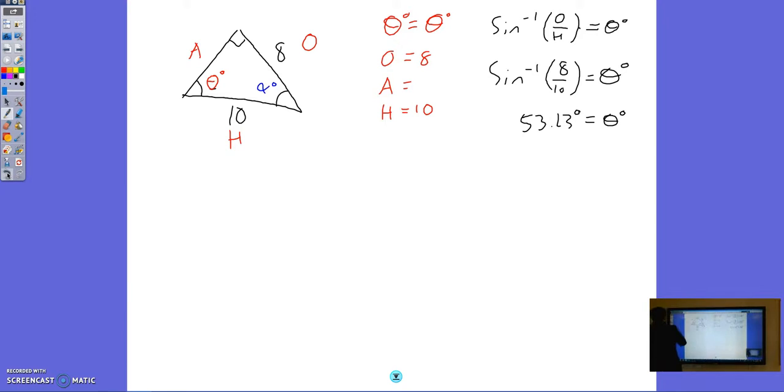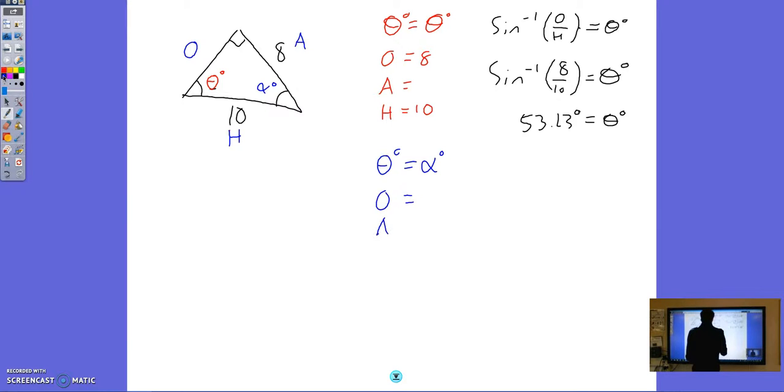Now for alpha, I'm going to have to relabel my triangle. Because if you're looking at alpha, this is no longer the adjacent side. That is opposite from alpha. So I'm going to remove my previous labels just to avoid confusion and relabel it. So for alpha, this is still the hypotenuse, but this is now the opposite and this is my adjacent. So when I look at what I have, my angle is actually alpha. That's what I'm looking for. My opposite is not provided. My adjacent is 8. And my hypotenuse is 10.